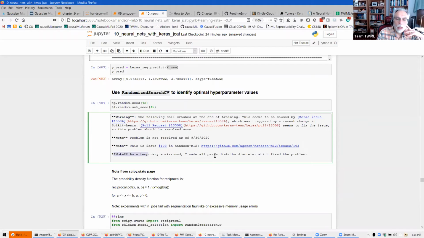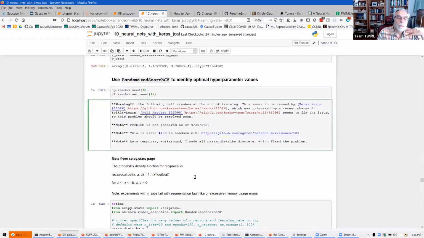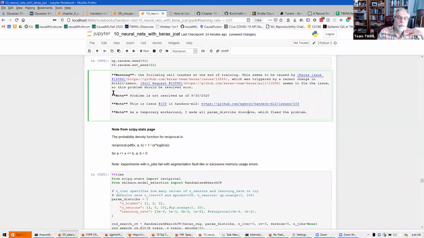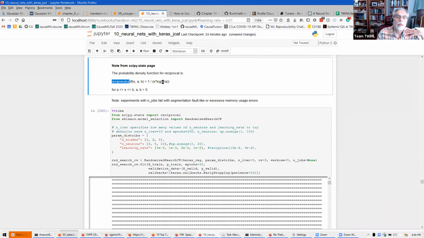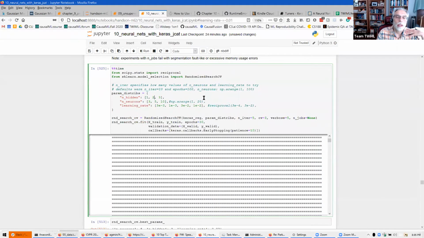So as a temporary workaround, I made all the parameter distributions discrete, and that fixed the problem. I don't understand quite why, but it did. And this is just a note from SciPy Stats that tells you what this reciprocal is. It's just a 1 over x distribution. So anyway, I was able to get it to work by substituting these discrete distributions of parameters.